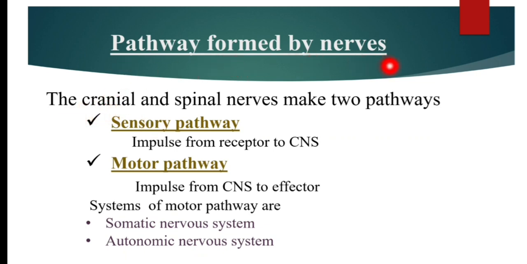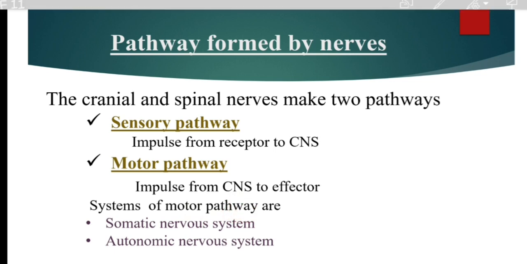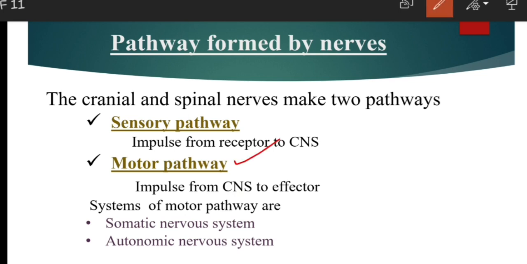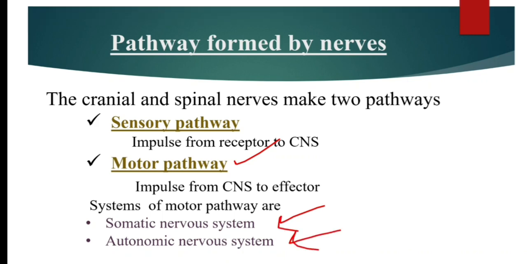Pathway formed by nerves. The cranial and spinal nerves make two pathways. Sensory pathway conducts impulses from receptors to CNS, and motor pathway conducts impulses from CNS to effector. We see the motor pathway. Motor pathway makes two systems: somatic nervous system and autonomic nervous system.